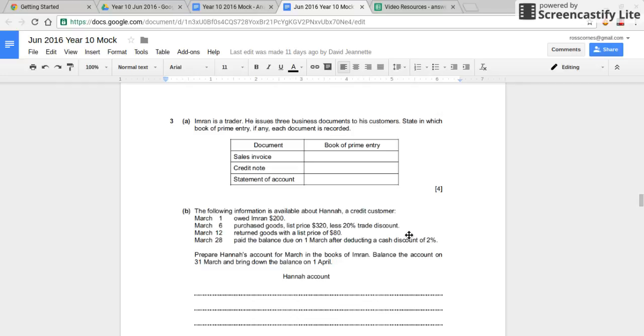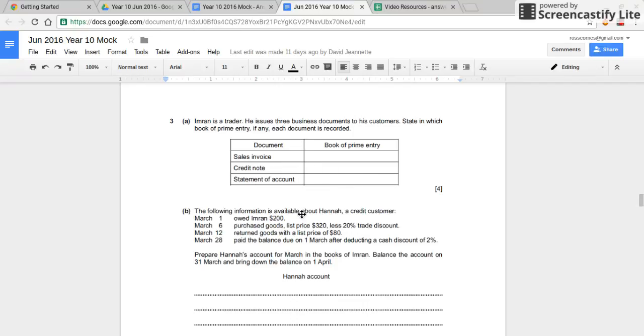Going to go through question 3, 4, hopefully question number 5 really quick. Where would these following documents have been found? Imran's sales invoice, book of prime entry would be the sales journal. Credit note would be in the sales returns journal.